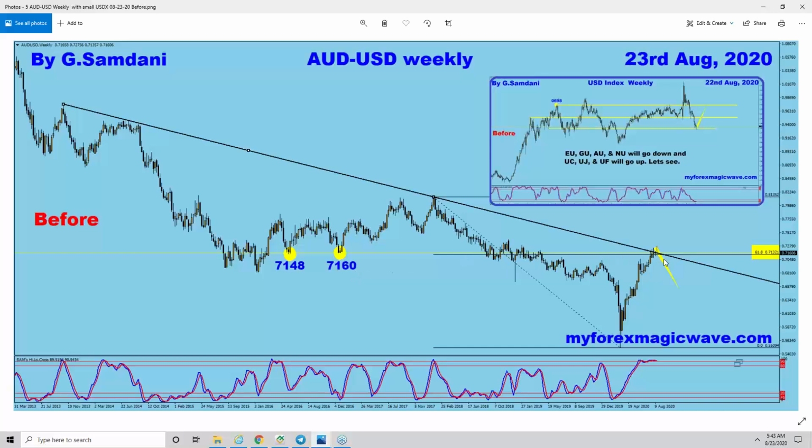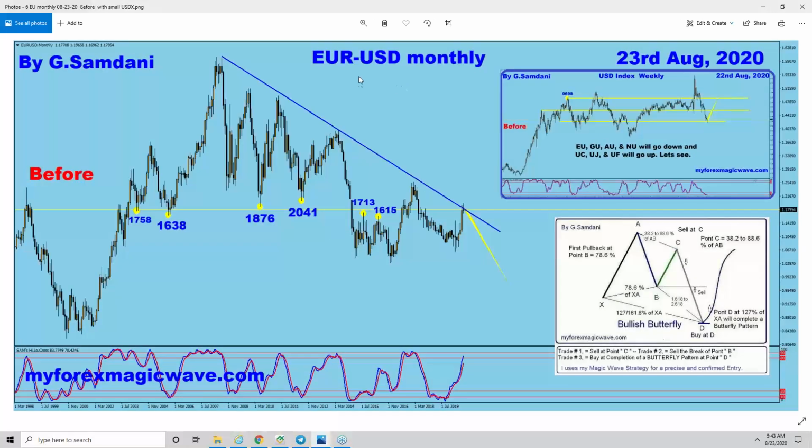Look for your short setup below these numbers, whatever the strategy or system you're using. But yeah, the setup, the entry has to be below these numbers. So Aussie USD, it's a very good chance to go down as well.